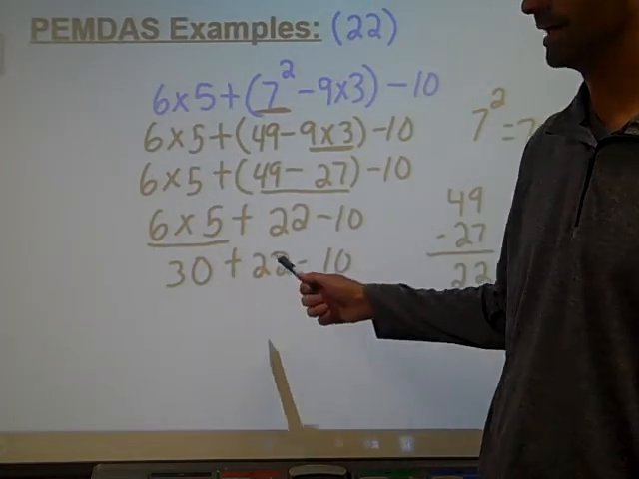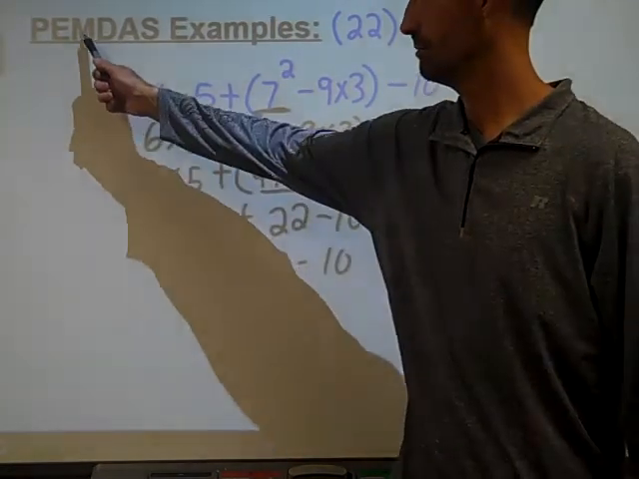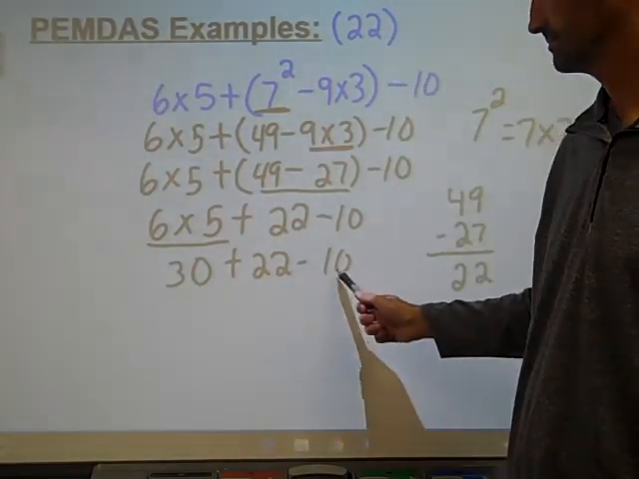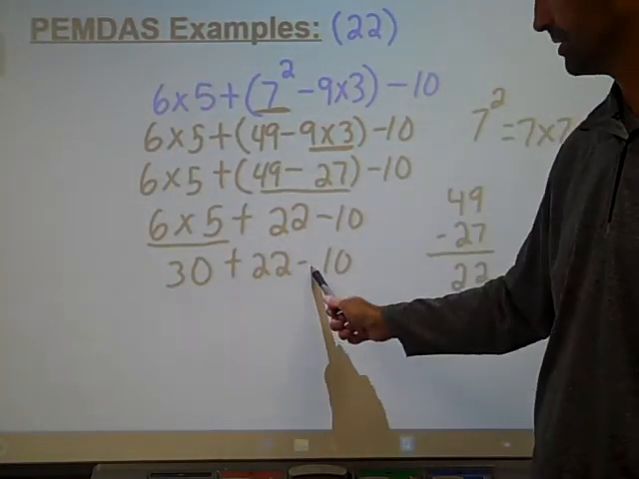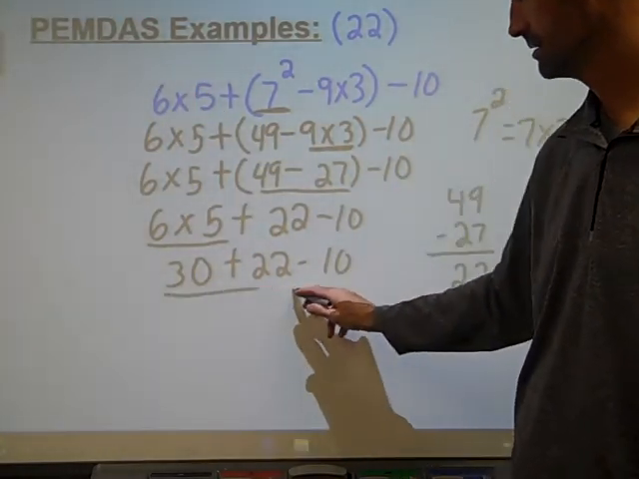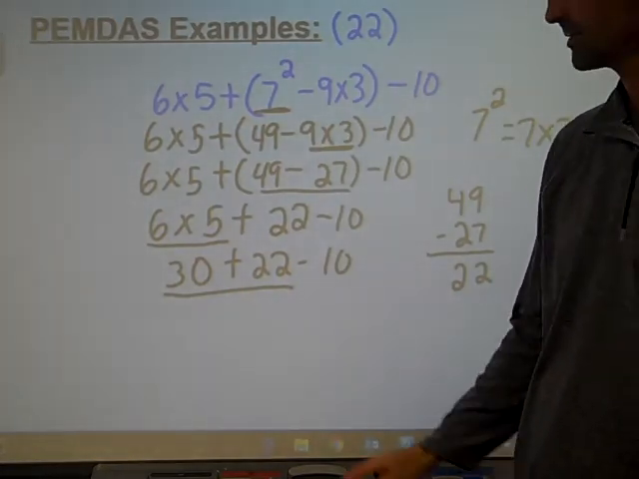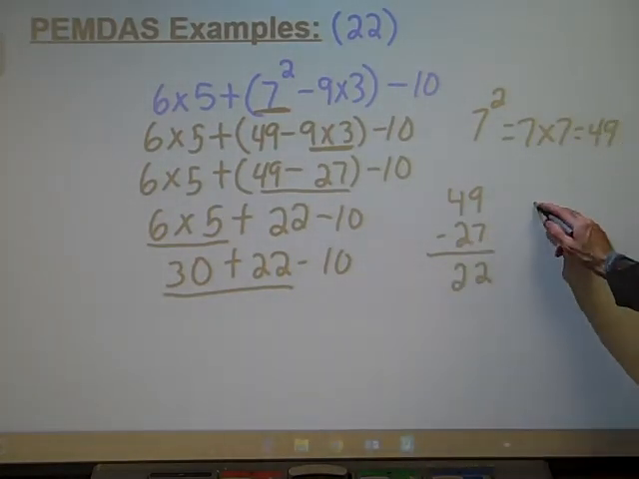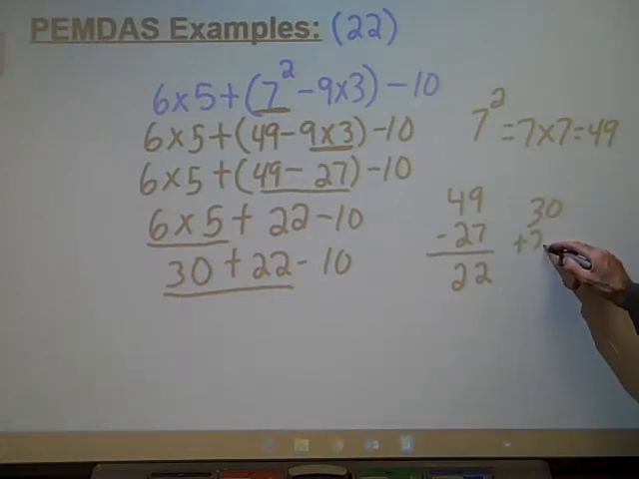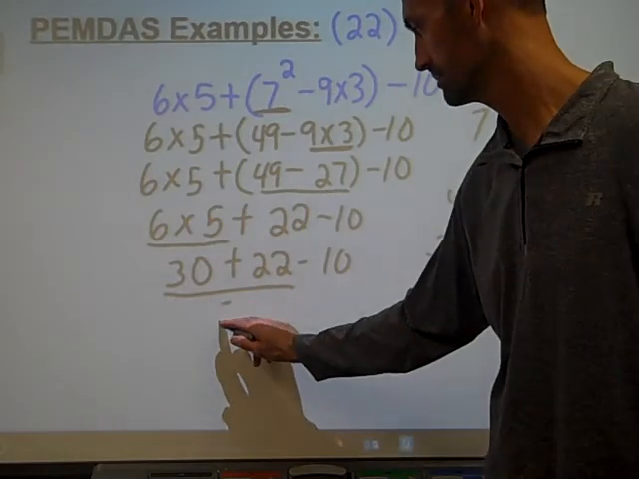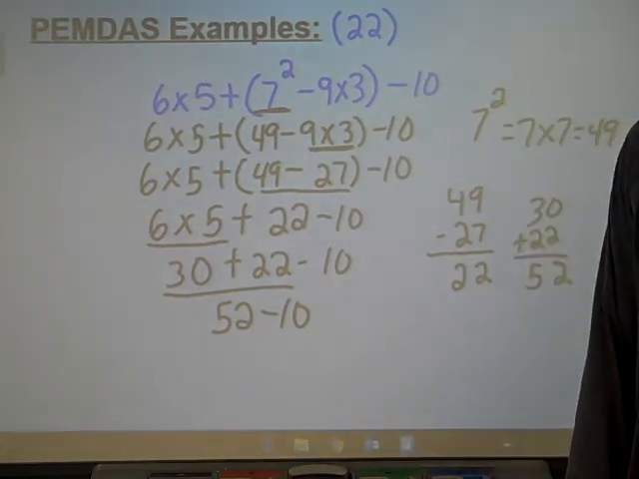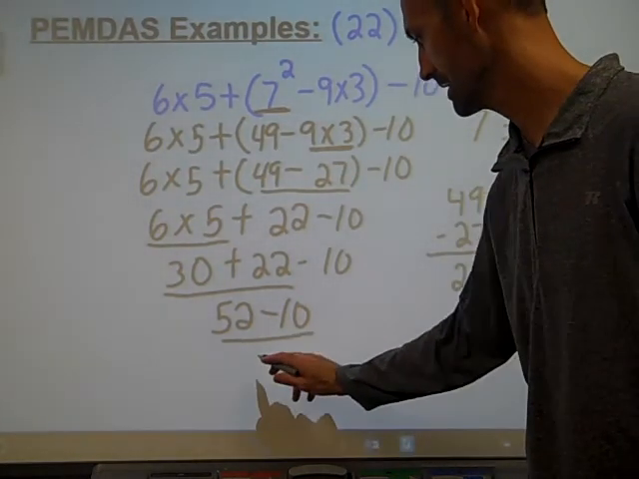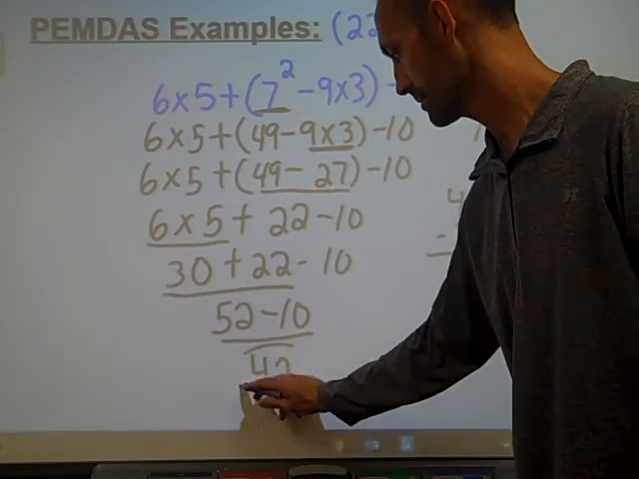Parentheses? No. Exponents? No. Multiplication or division? No. Addition or subtraction? Yes. There's both. Which one comes first? That one comes first. 30 plus 22. Right? And again, 5th graders, if you need to do the addition on the side, please do that. Equals 52. Copy everything else. And we're finally down to one thing. 52 minus 10 is 42.